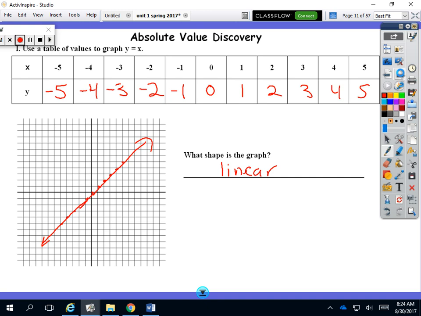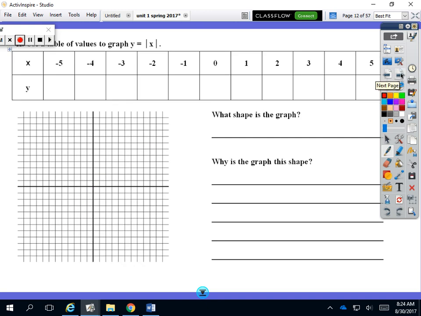I'm going to move on to the absolute value function, which we also graphed yesterday. And remember that absolute value is distance from 0 on the number line, and since distance is never negative, the absolute value of -5 is equal to 5, because -5 is 5 units from 0 on the number line. 2, 3, 4, 5. And when we plot these points, now we have a different looking graph.